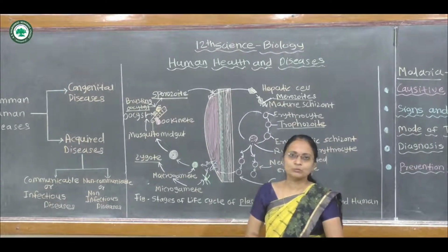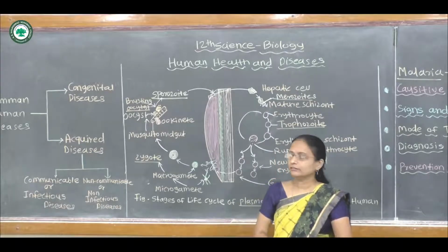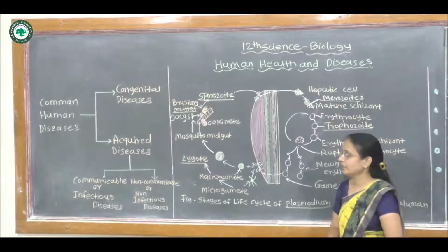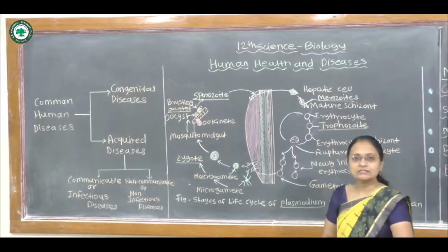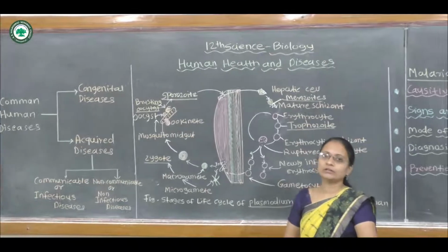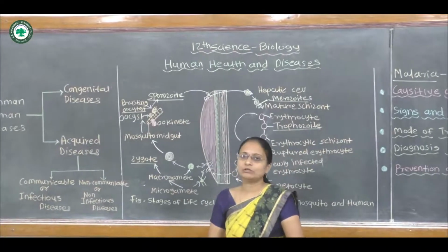From that same Human Health and Disease chapter, here we are going to study the different types of common diseases present in man, how these diseases take place, how their symptoms and signs occur in the body, how they can be prevented, and which treatments are available.